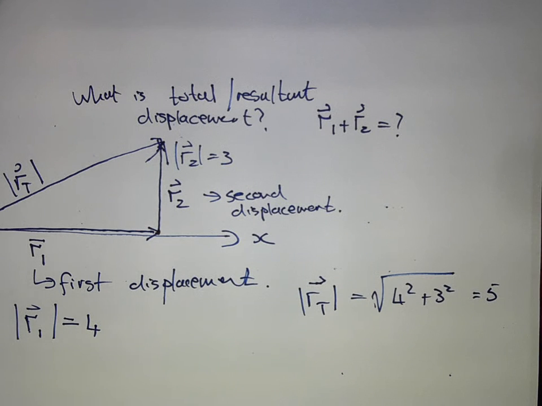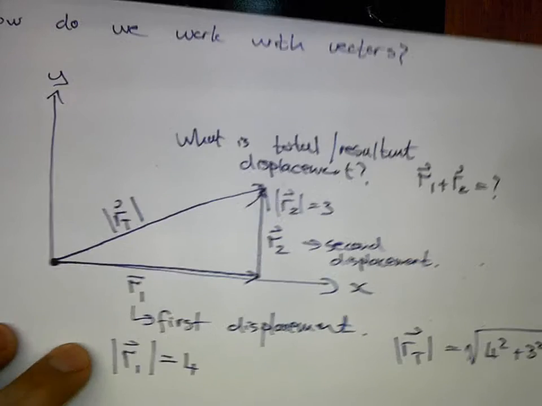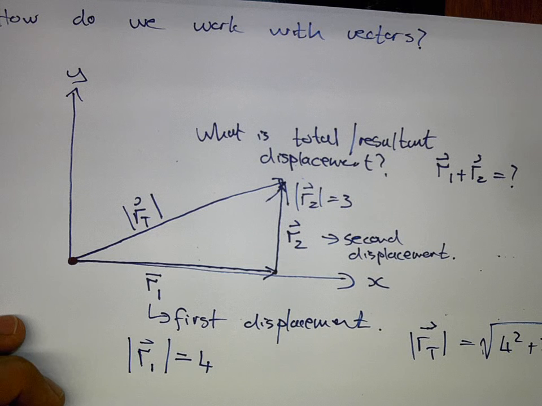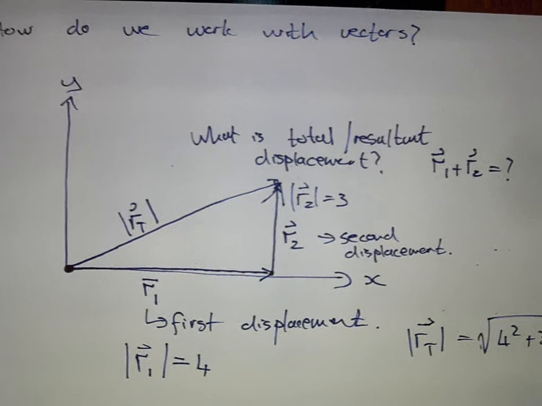I can end up anywhere between 7 meters away and 1 meter away, depending on the directions of these vectors. So this is basically how we're going to do vector addition. We will do a bit more mathematical, rigorous way a bit later. But let's now look at a different problem.